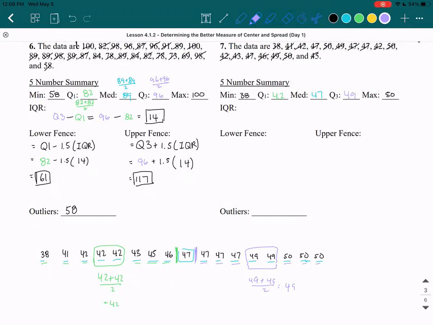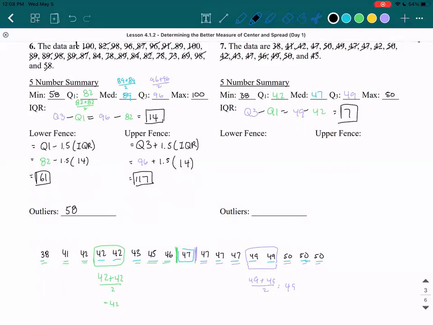Okay, so your IQR has a specific formula to it. It's Q3 minus Q1, which is equal to 49 minus 42, which is equal to 7. So our IQR, our interquartile range, is 7 because we subtracted the Q3 and the Q1 and you got 7.